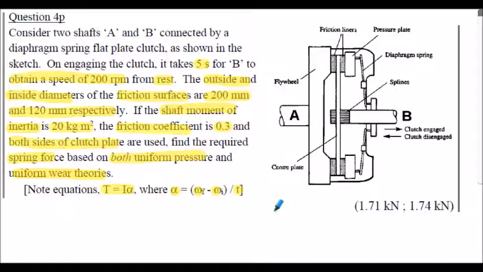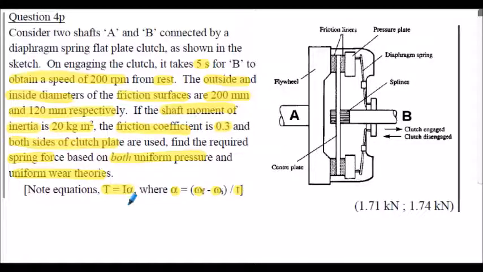So you can see in the question they've actually given us the alpha implicitly, because we know the final angular velocity, that's 200 RPM. We need to convert that to radians per second, but we know what that is. We know the initial angular velocity because they say it starts from rest, and that will be zero in this case. And the acceleration occurred over a period of 5 seconds. So we can find the alpha.